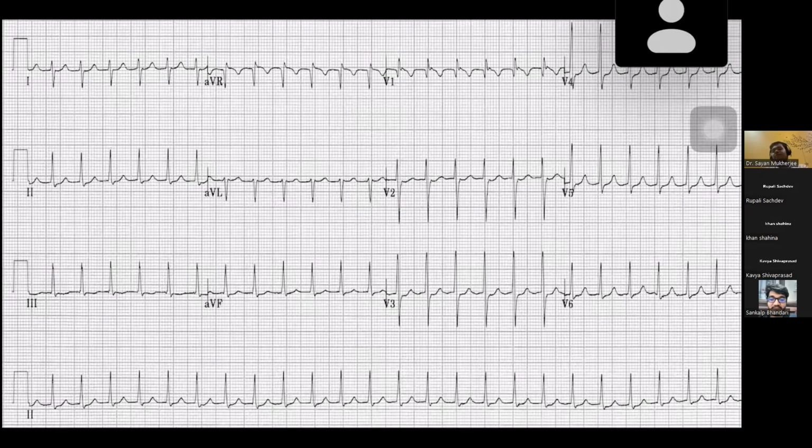This is a type of narrow complex tachycardia. Broadly speaking, from a therapeutic approach, tachycardia can be broad complex or narrow complex. Broad complex comes from the ventricle; narrow complex comes from above the ventricle, supraventricular. This is an example of SVT, supraventricular tachycardia.